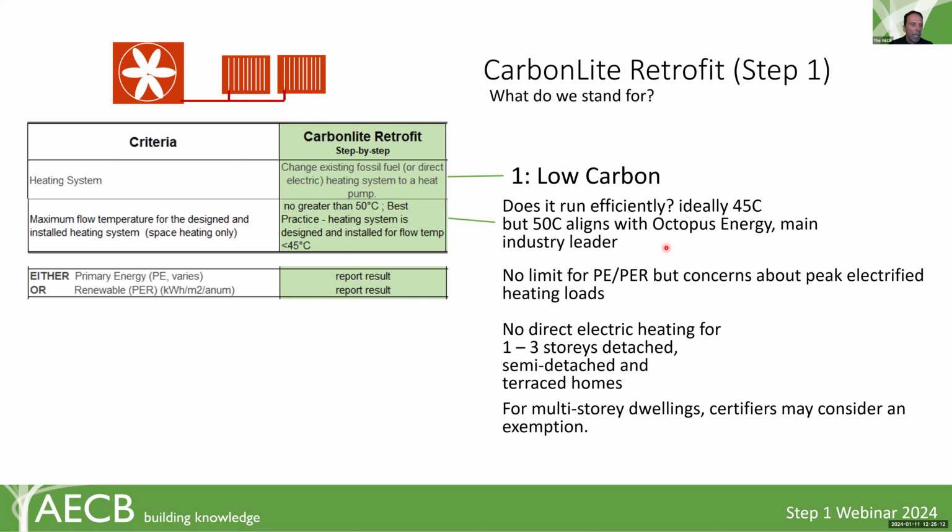So we don't allow direct electric heating for most houses. There may be a case where the certifiers allow it for multi-story dwellings as an exemption. But the reason we still have the primary energy criterion is that it points out the issue with direct electric. So that's the first thing, low carbon and some supporting criteria.